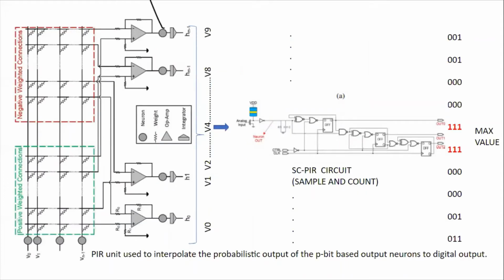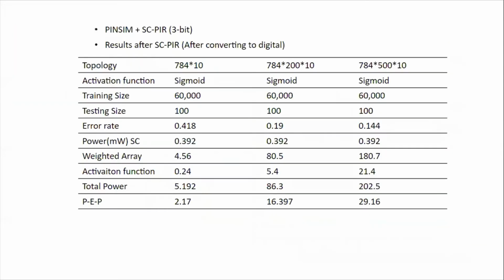This slide shows a SCPIR circuit, a simple account. This PIR unit is used to interpolate the probabilistic output of the p-bit based output neurons to the digital output. These are the results after the SCPIR. The 784 by 10 topology has an error rate of 41%. The 784 by 200 by 10 topology has an error rate of 19%, and the 784 by 500 by 10 has an error rate of 14%.